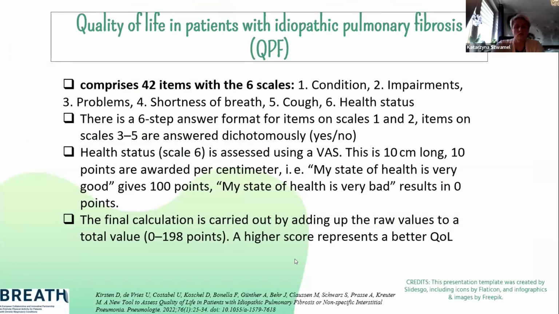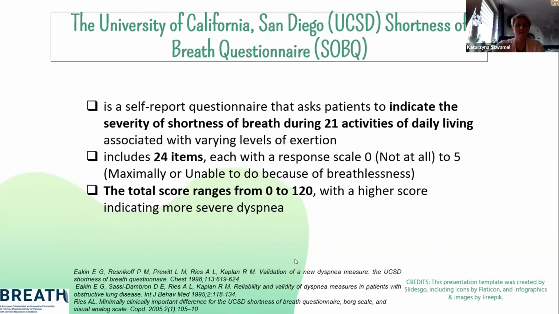The Quality of Life in patients with idiopathic pulmonary fibrosis questionnaire is the next tool. It comprises 42 items and covers 6 scales: conditions of patients, impairments, problems, shortness of breath, cough, and health status. The final calculation is carried out by adding up the raw values to a total value from 0 to 198 points. Of course, a higher score represents a better quality of life.